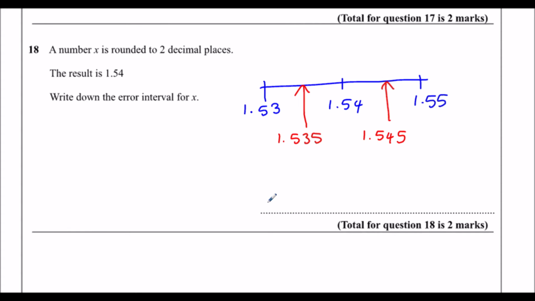So what can x be? It's going to be bigger than 1.535, smaller than 1.545, and it can equal the lower one. It can equal 1.535. So if you had 1.535, you would round it to 1.54. But if you had 1.545, you wouldn't round it to 1.54. So it can't actually equal that one. It can go anything all the way up to it, but it just can't equal it.